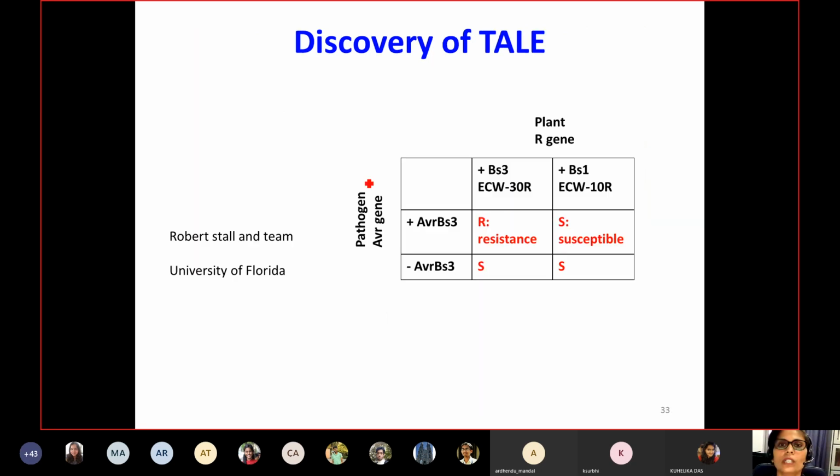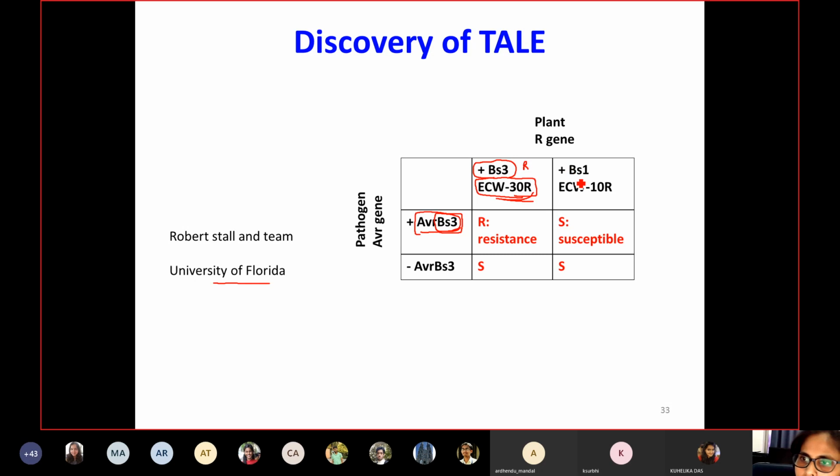So once it was found, then the group of Robert Stall and team from the University of Florida were able to generate some resistant plants. For example, ECW30R is resistant against one pathogen, that is the avirulence gene AvrBs3. And in the same way, he created a resistant variant by incorporating a dominant R gene, resistance gene Bs3. So this is the example of the gene-for-gene hypothesis.